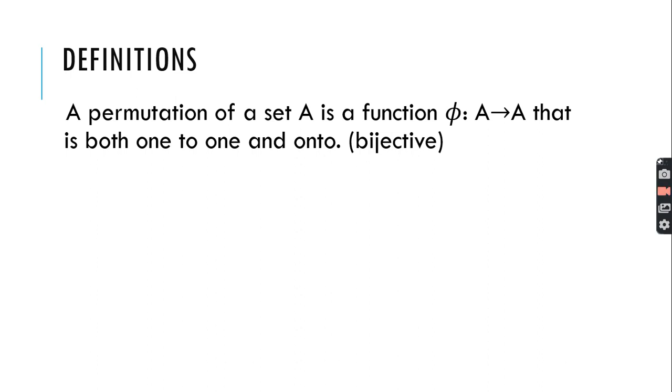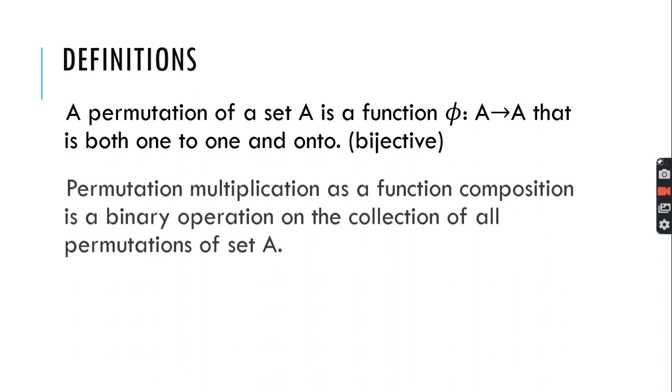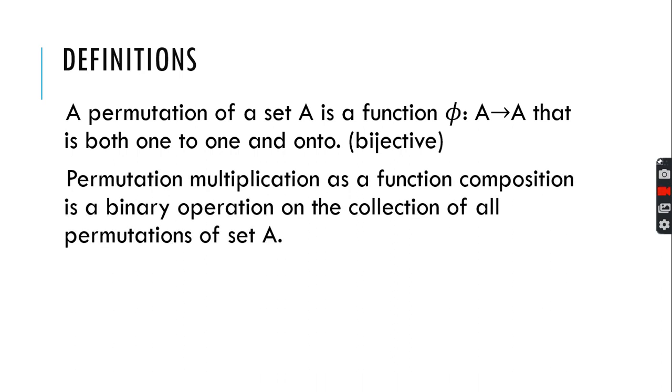A permutation of a set A is a function phi that maps A to itself, that is both one-to-one and onto. In other words, a permutation is a bijective function. Permutation multiplication as a function composition is a binary operation on the collection of all permutations of set A.